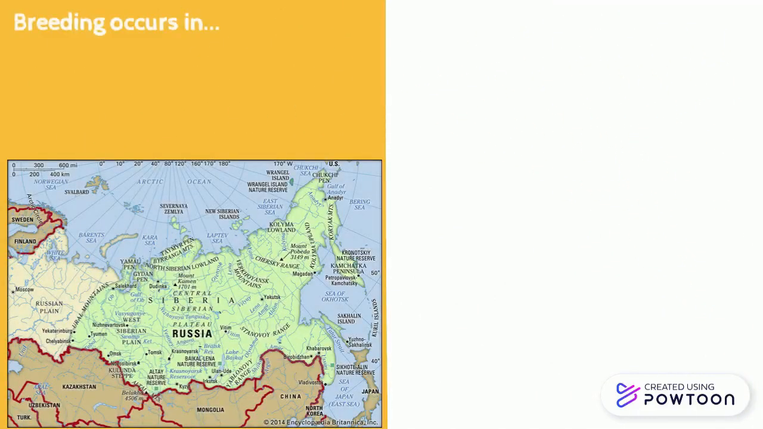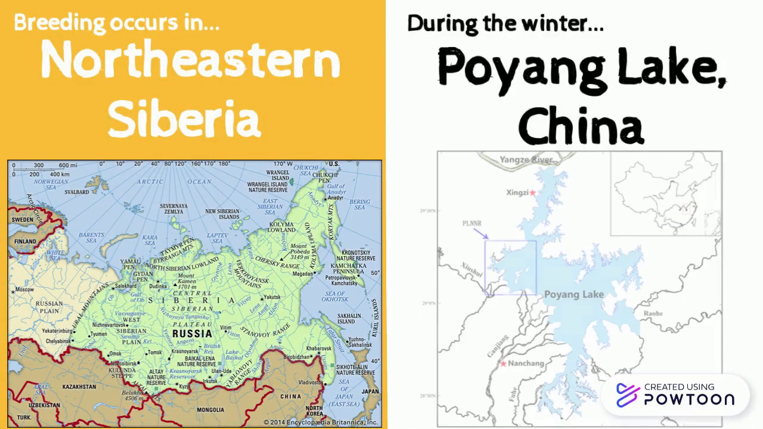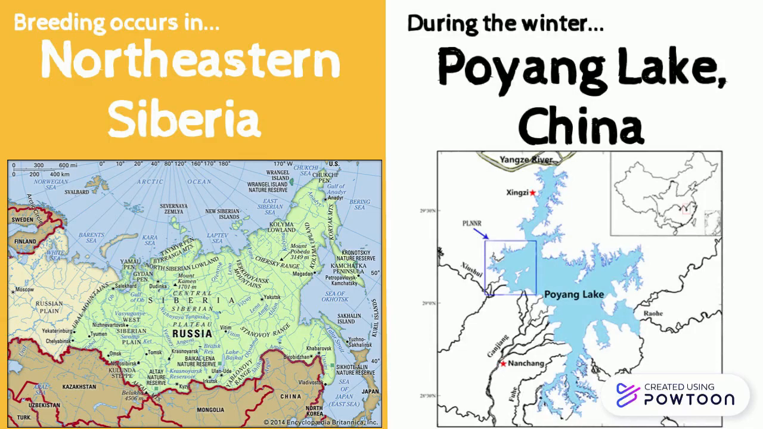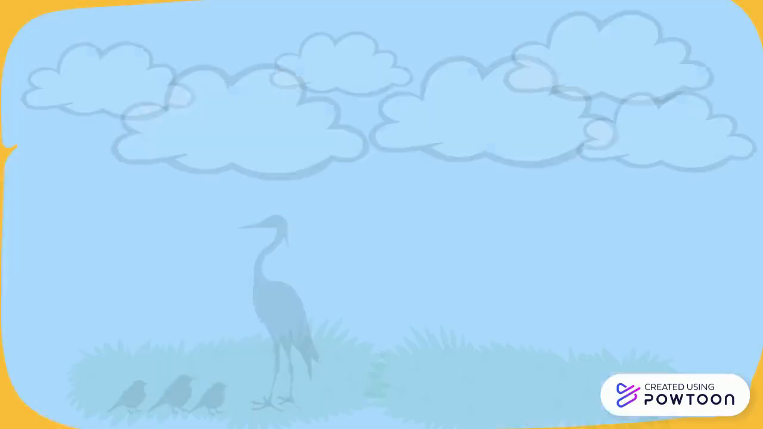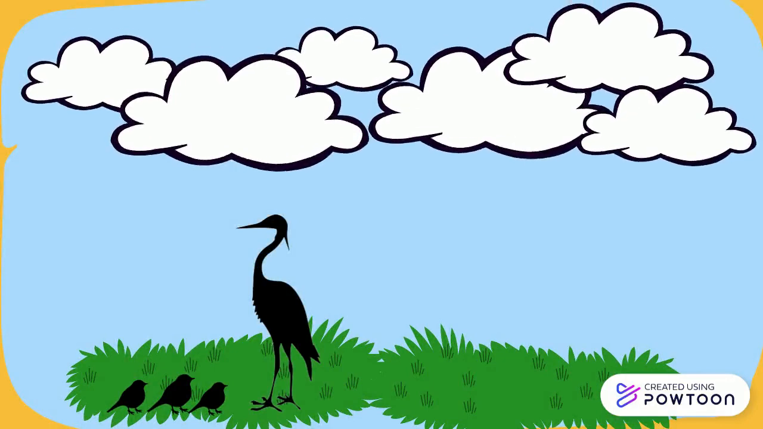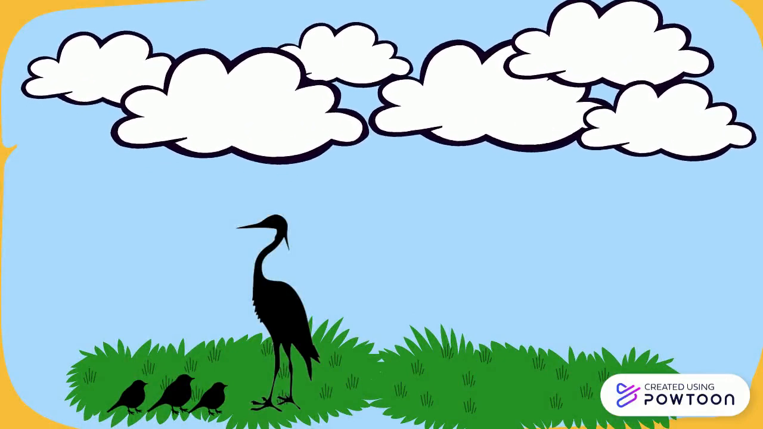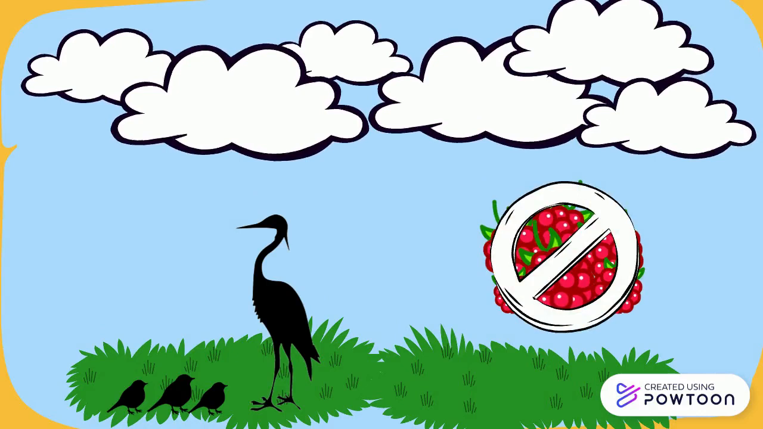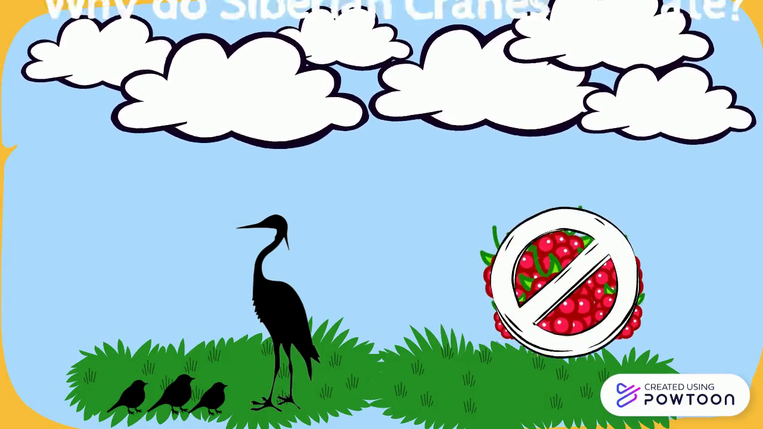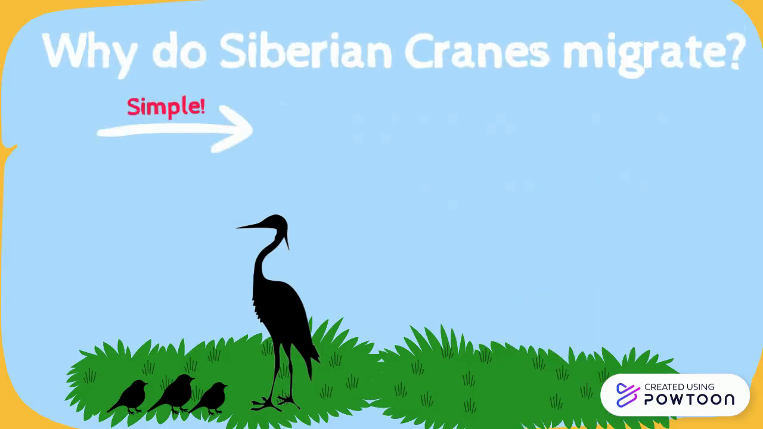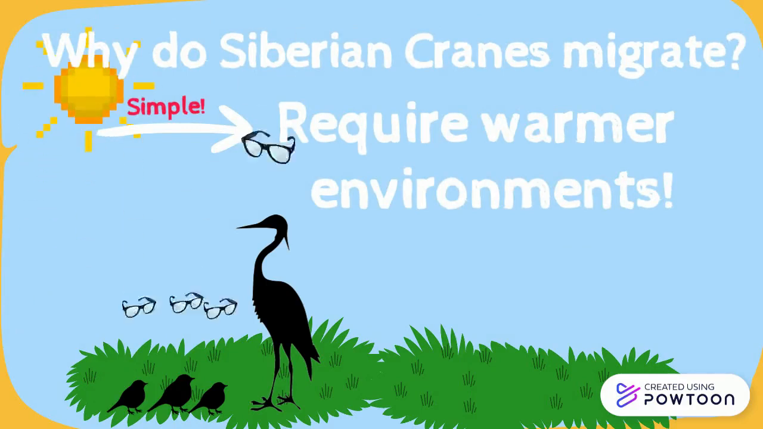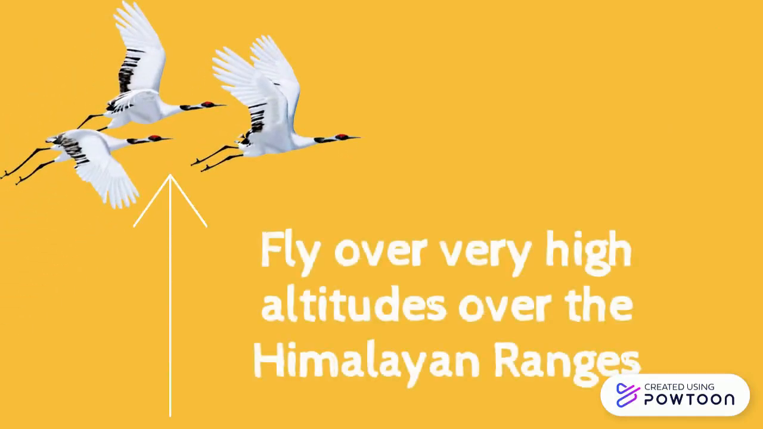Due to migration, the eastern population will breed in northeastern Siberia and during winters at Poyang Lake in China. Their offspring will usually be bred from their originating country, and when winters arrive, they migrate and raise their offspring in warmer locations due to scarcity of food in the mainland. The reason these birds migrate is simple. They are migratory birds that require warmer environments to live when their native homeland is surviving the cold winter months. To reach the winter grounds, the Siberian crane flies at extremely high altitudes across the Himalayan ranges.